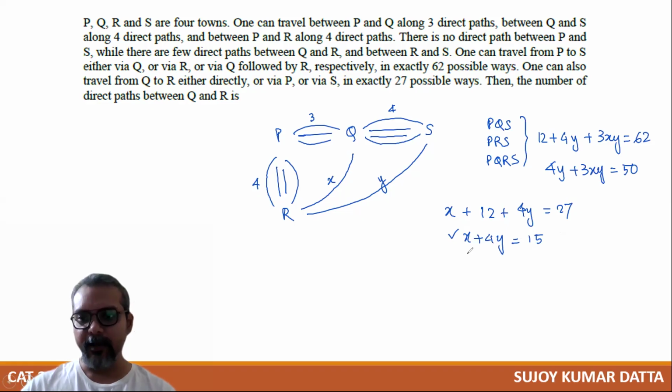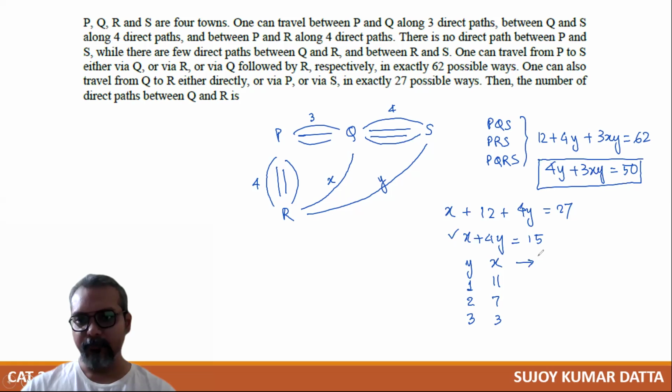Now, possible values of y can be 1, 2, or 3, because if y is 4, then it will exceed 15. If y is 1, then x becomes 11. If y is 2, 8, so x is 7. And if y is 3, 12, then x is 3. We have to check which of these satisfies the first equation here.